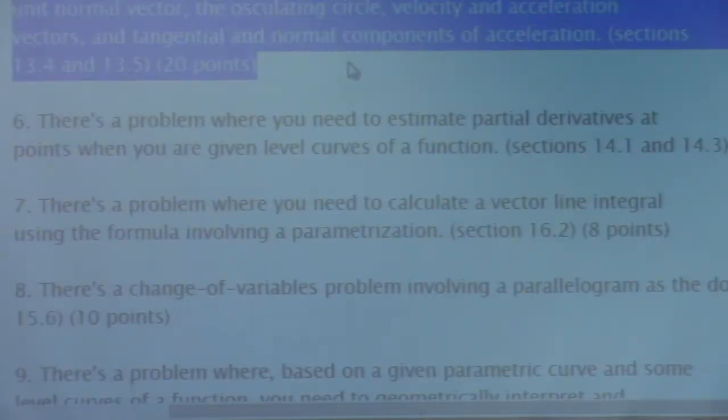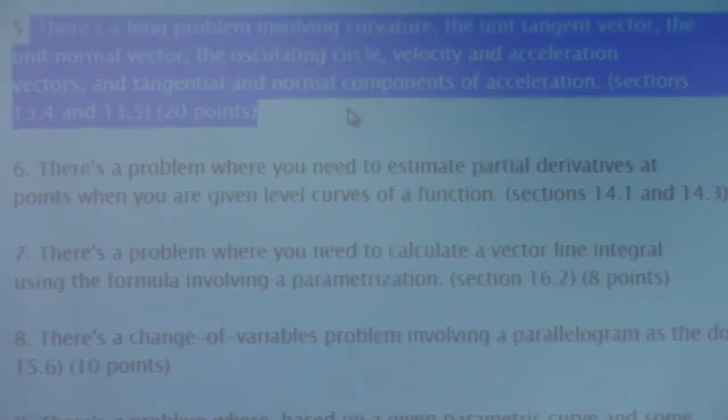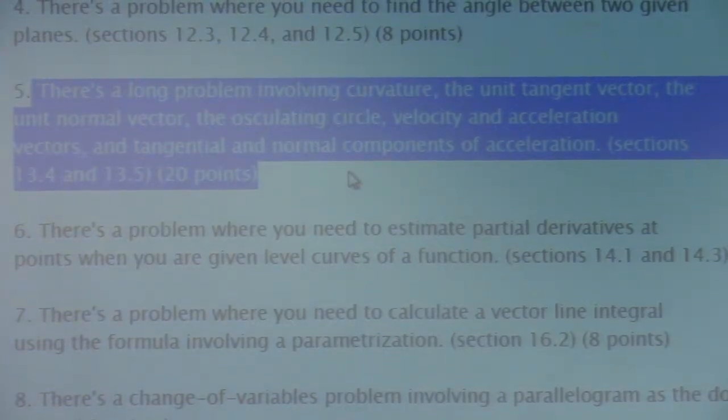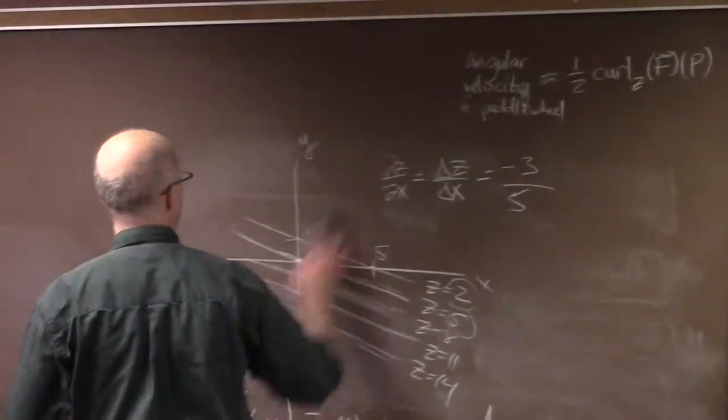Long problem, like on exam 2, calculating the curvature, unit tangent vector, unit normal vector, osculating circle, velocity and acceleration vectors, and tangential and normal components of acceleration. Long problem worth 20 points. So you had one like that on exam 2. So you want to review that one.